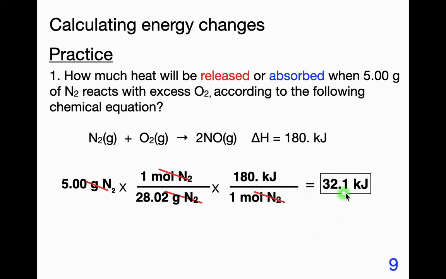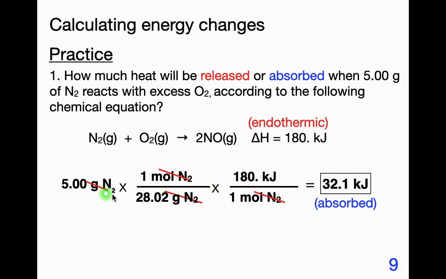So 32.1 kilojoules of energy is absorbed. And again, the homework is going to ask you to put in the correct word next to your answer. It's either going to be released or absorbed, and all you need to do is look at the sign on the enthalpy value. Positive means absorbed or required. Negative would mean released. So since it's positive, it means it's endothermic and heat will be absorbed.